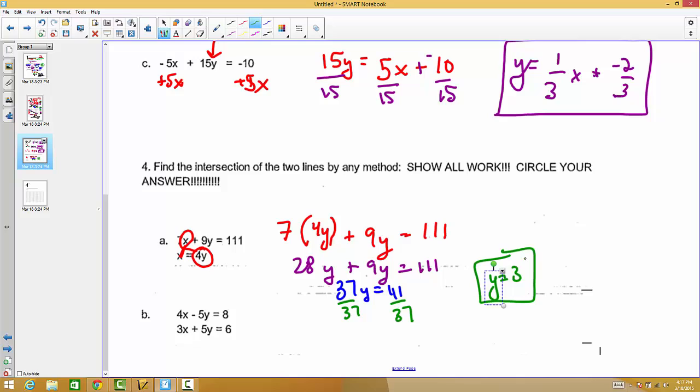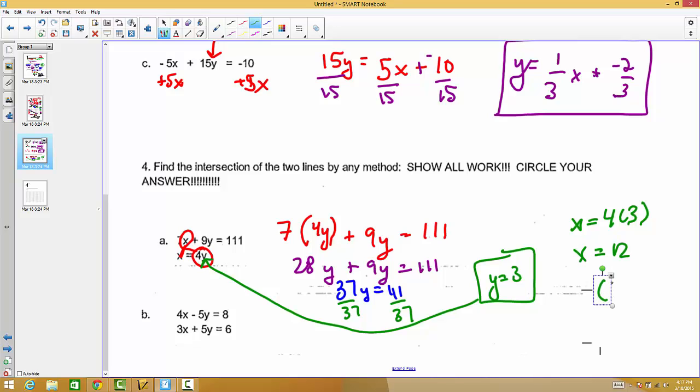Now, your ordered pair solution, you need the x. So you're going to take this y and you're going to plug it back into one of the original problems. This one looks a heck of a lot easier to work with. So x equals 4 times 3. So x is 12. So your ordered pair solution is over 12 up 3. That's where these two lines cross.